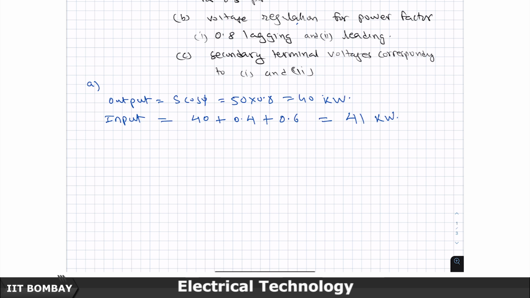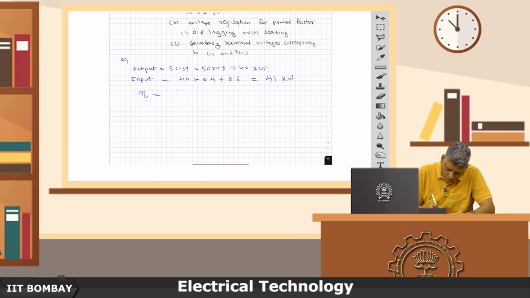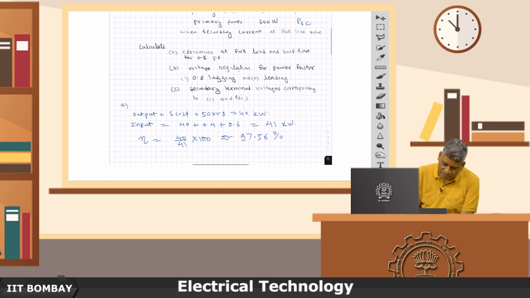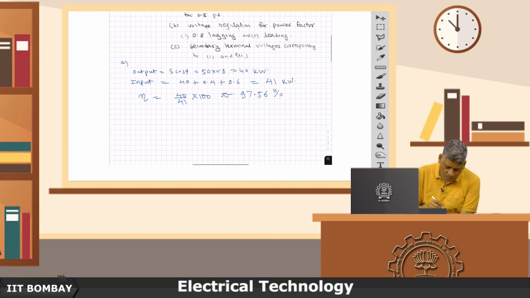So, therefore, the efficiency is going to be equal to 40 by 41 into 100, which is going to be 97.56 percent. So, this is my efficiency at full load. Now, let us look at efficiency at half load.